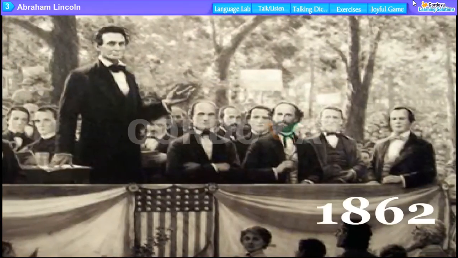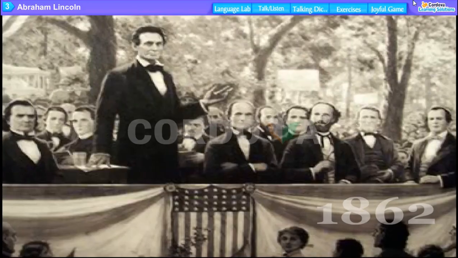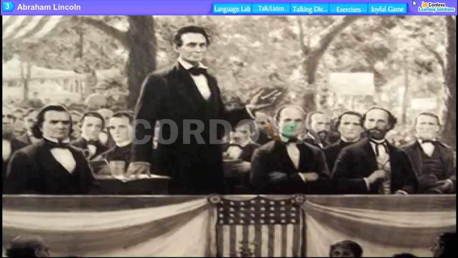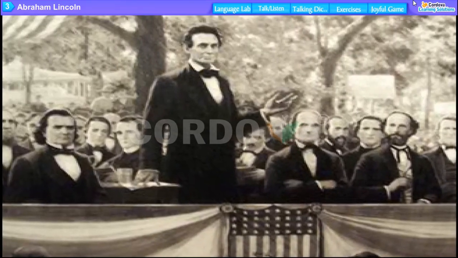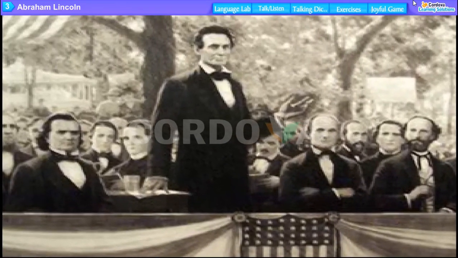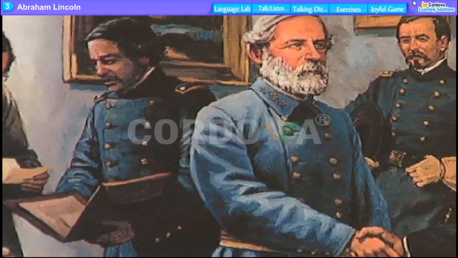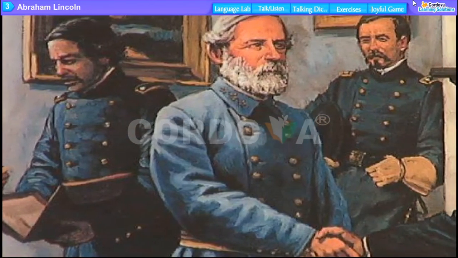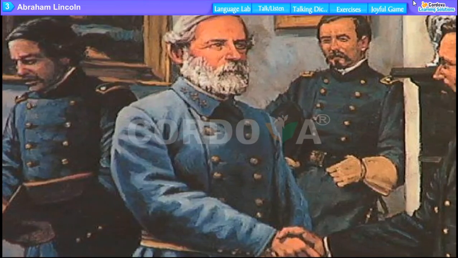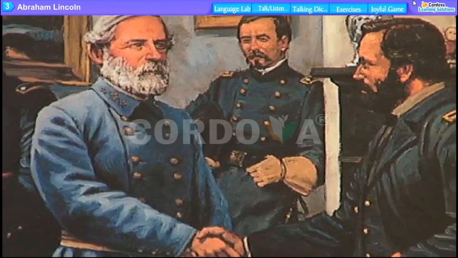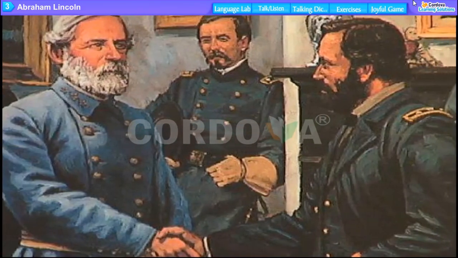In 1862, Lincoln declared that from then onwards, all slaves would be free. This made him very popular among the people. General Robert E. Lee from the Confederacy surrendered to General Ulysses S. Grant from the Union on April 9, 1865, effectively ending the Civil War.